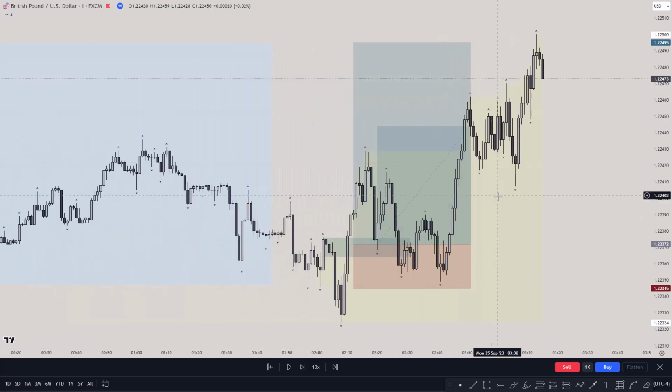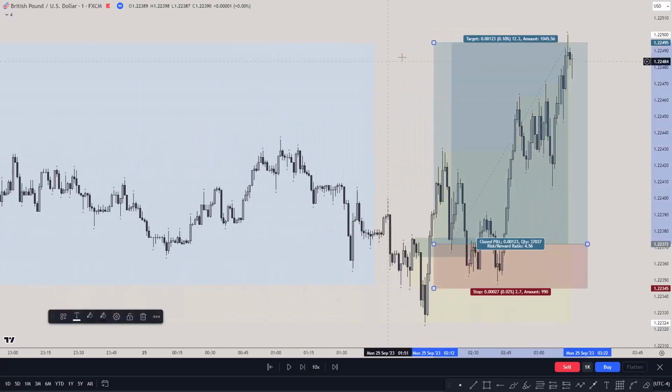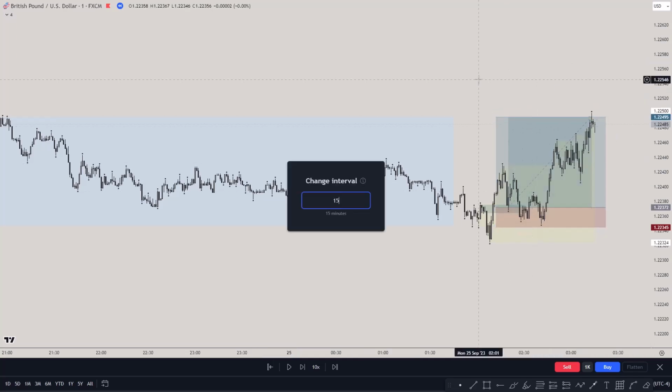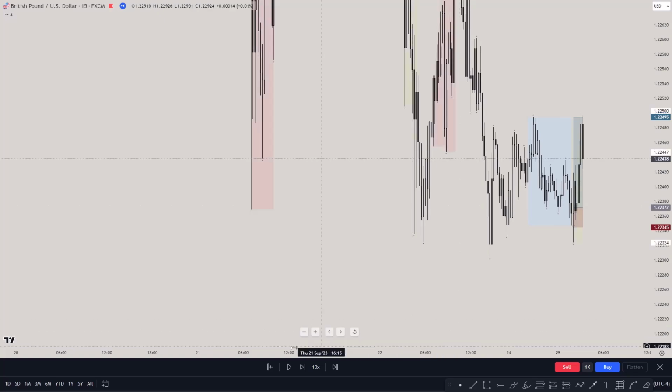And we have the take profit. Now, just because I'm against the order flow, I'm not going to target much more than the Asian high. I'm going to be closing my whole position here. Now, switching to the 15 minutes to see what's happening here.